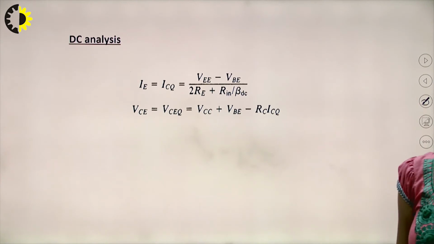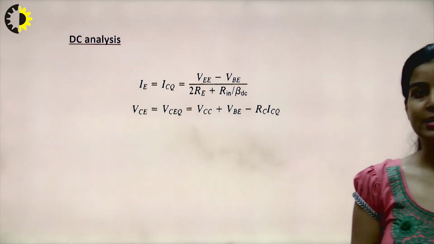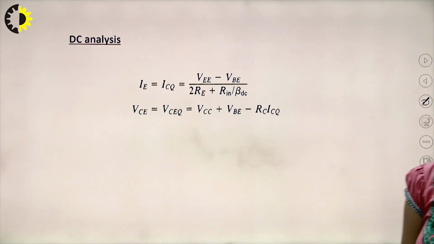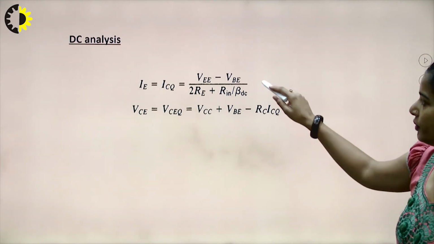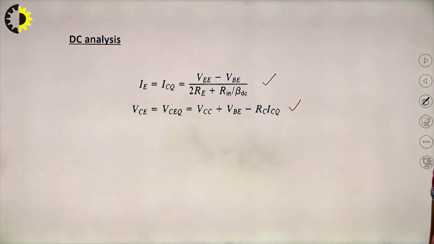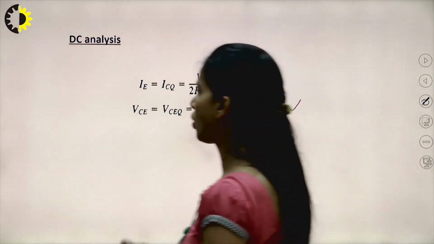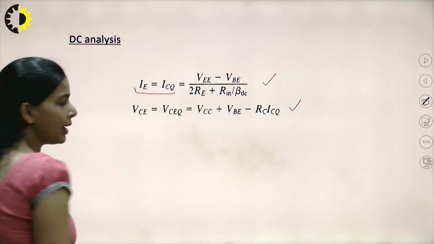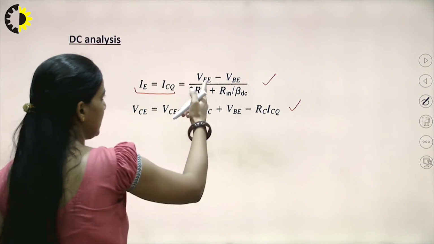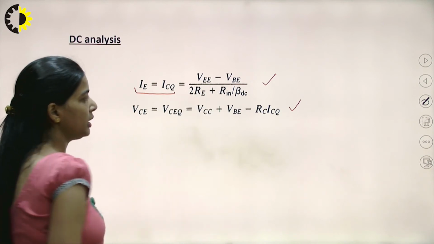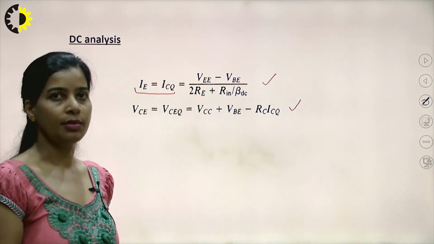The procedure, as I told you earlier, will also be the same as that of the dual input balanced output configuration, and we will be getting these values of the operating point for this configuration. IE, that is equal to ICQ at the operating point, will be VEE minus VBE divided by 2RE plus Rin divided by beta.